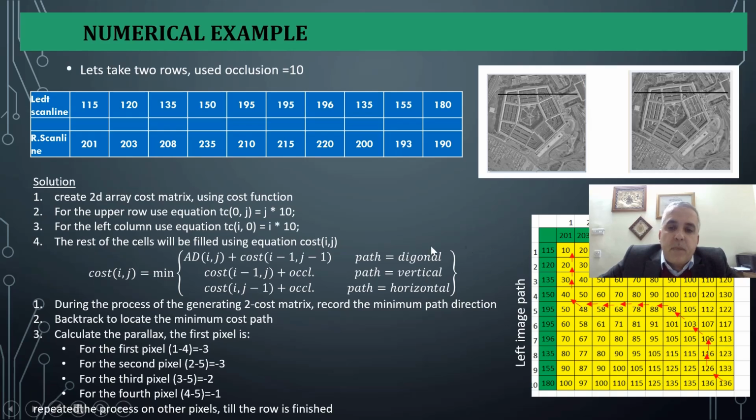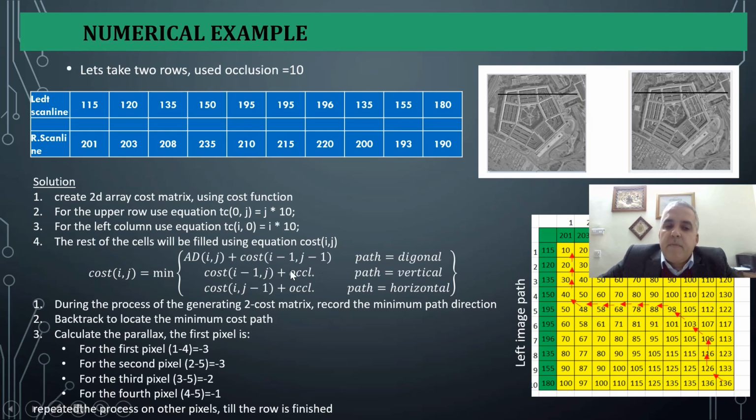For the first row, we just multiply by the occlusion. The occlusion penalty is something we need to assume a value for. We assume 10. Each pixel we multiply by 10: 1 by 10 is 10, 2 by 10 is 20, and so on. The left column is similar: we multiply 1 by occlusion, 2 by occlusion, and so on. For the rest of the matrix, we use the cost formula.